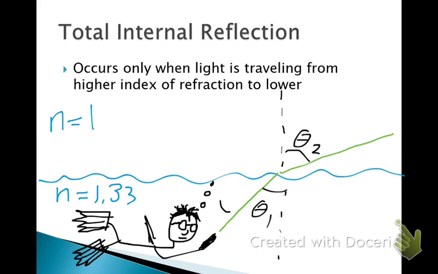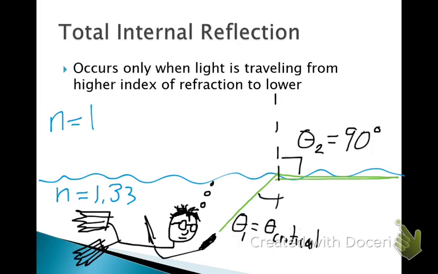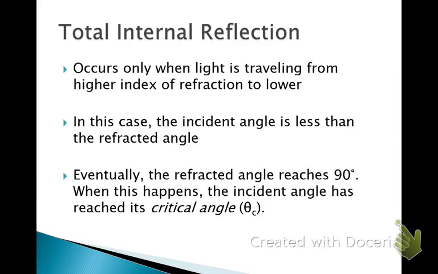If I change my angle, if I increase theta 1, I'll increase theta 2 as well, the outgoing angle. And eventually I'll get to a point where the laser beam doesn't even leave the water at all. It ends up with what would be a refracted angle of 90 degrees. At this point, my incident angle is known as the critical angle, right where theta 2 equals 90 degrees and does not leave the first surface. At that point, you get no refraction out, you get only reflection.